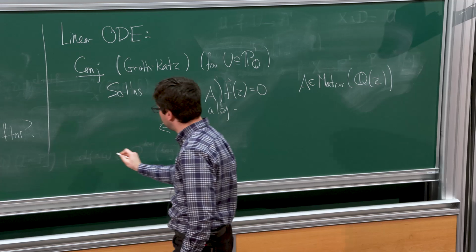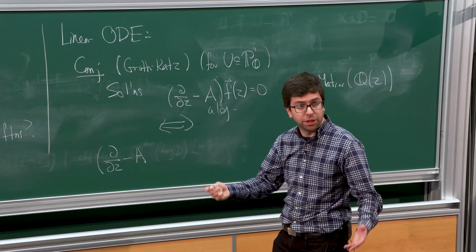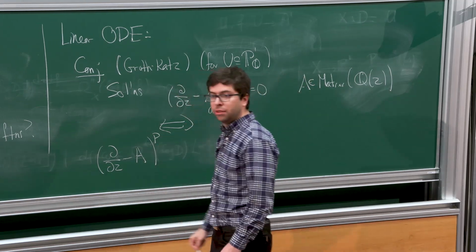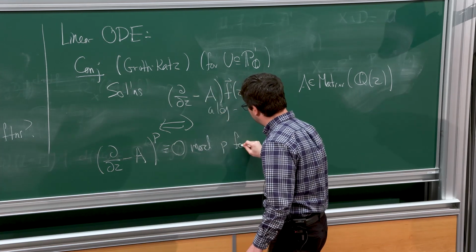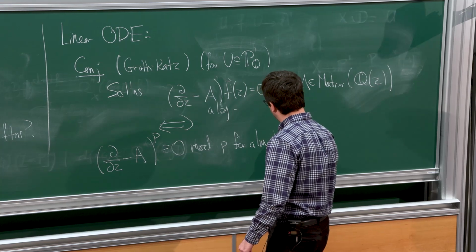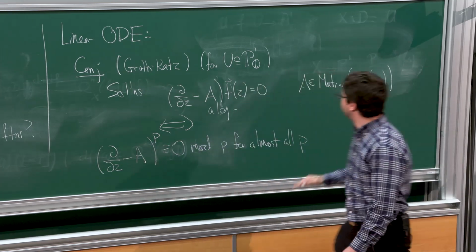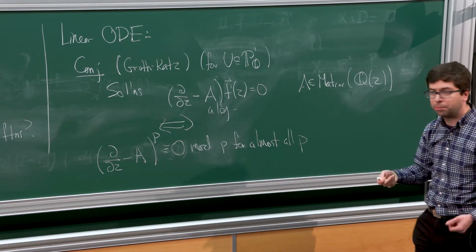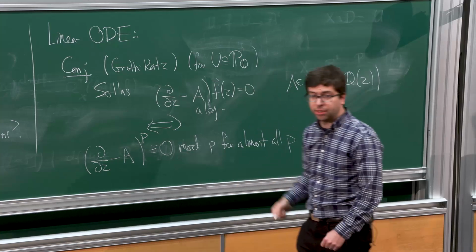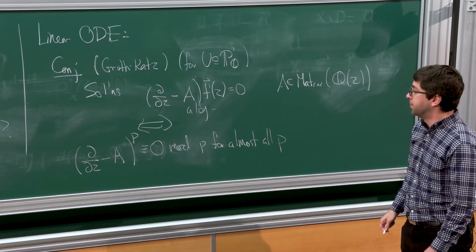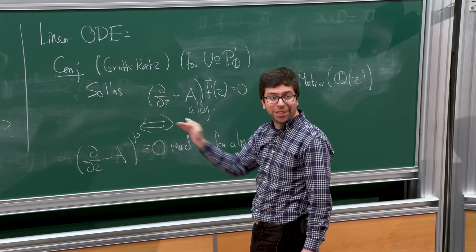So what's that condition? You take the operator d/dz minus A. This is some differential operator. You take it to the pth power, and you ask, is this identically 0 mod p for almost all p? Since A has rational coefficients, for almost all p you can reduce it mod p and then evaluate this differential operator on, let's say, rational functions, and then ask, is it identically 0? The forward direction of this is pretty easy, and the backward direction is very open.